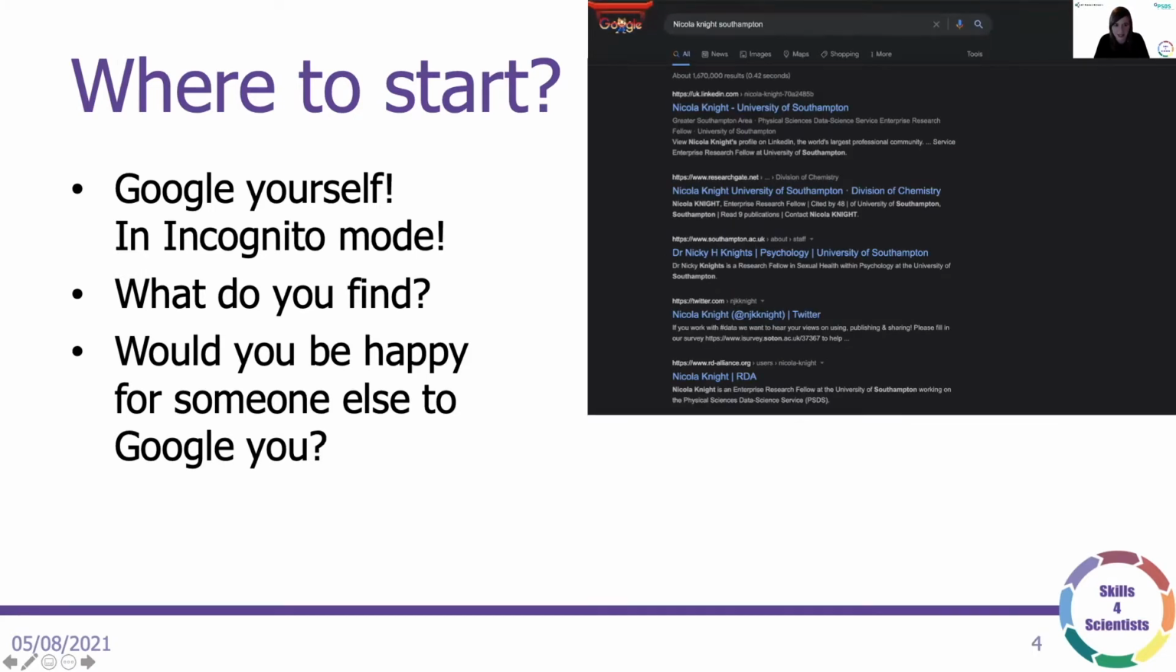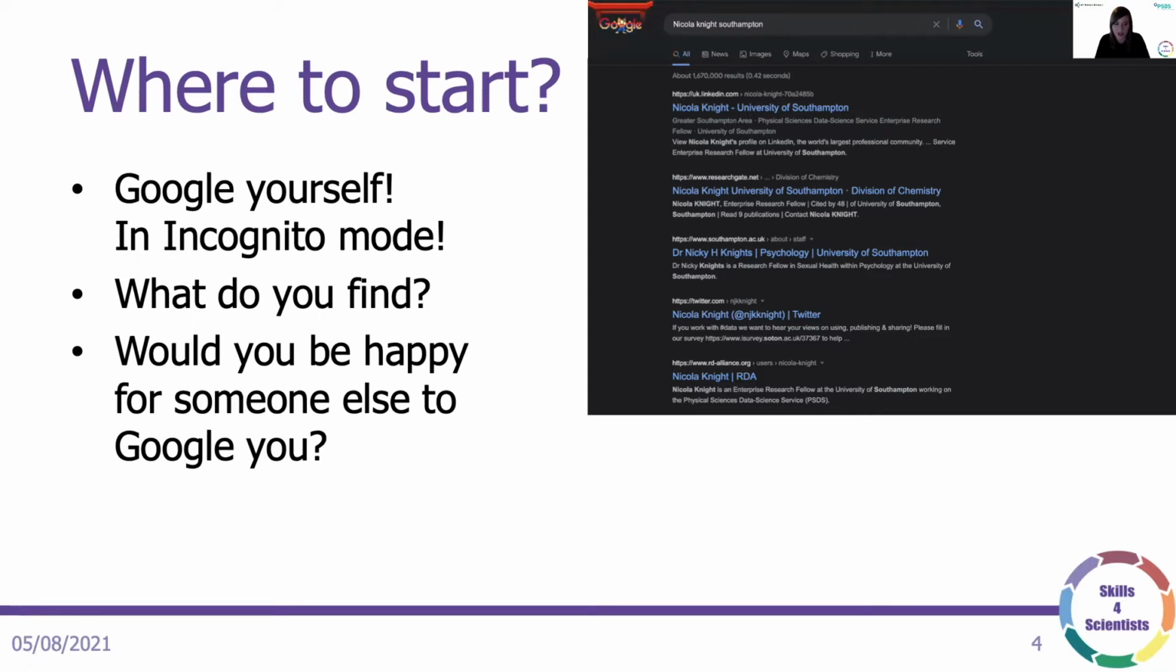But let's look for somebody else with a less unique name. So if I search for just Nicola Knight, unfortunately, I don't get Nikki. However, if I search for Nicola Knight Southampton, as it's very common to search for people with their institution, particularly if they have a more common name, most of these results are now Nikki, apart from the third one. So I'd recommend trying a few different options to find yourself and see what happens.